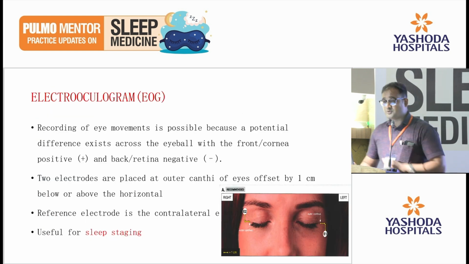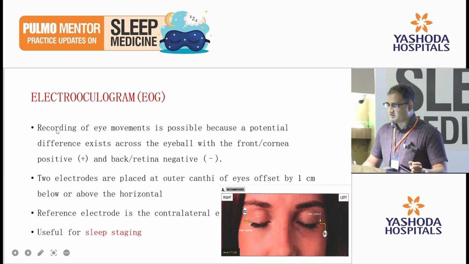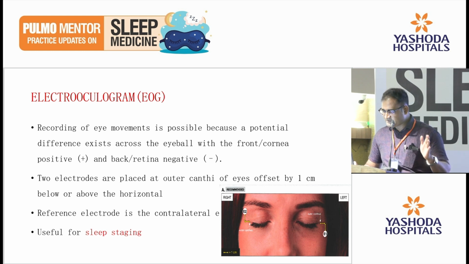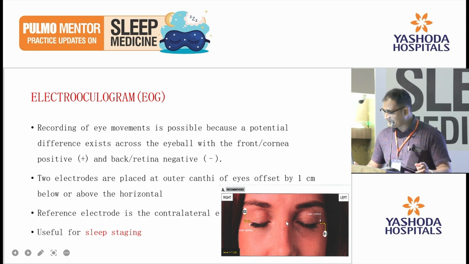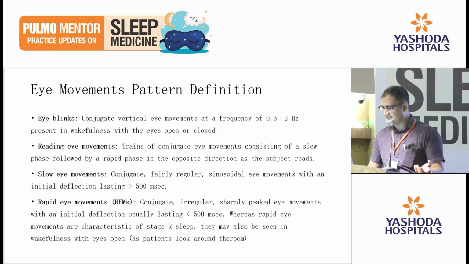Then coming to EOG, that is electrooculogram. Recording of the eye movement is possible because a potential difference exists across the eyeball, with the front of the eye positive and the back of the eye, the retina, negative. Two electrodes are placed, as you can see, right and left, at the outer canthus of the eye, and the reference electrode is contralateral here. It is basically used for your sleep staging.